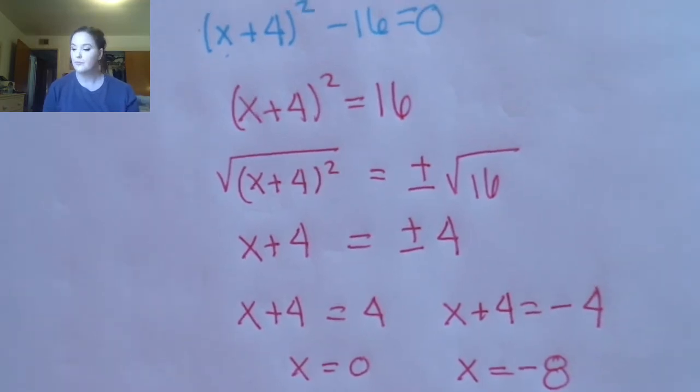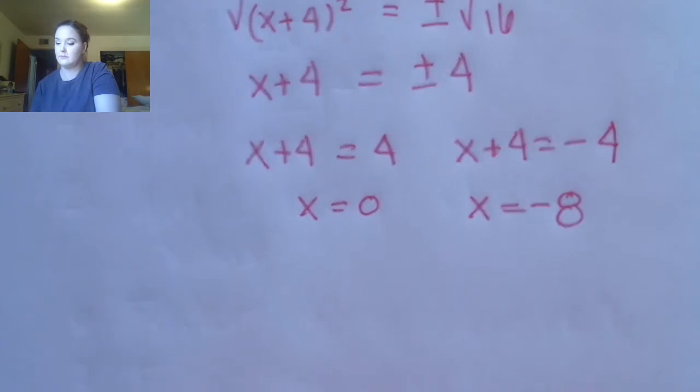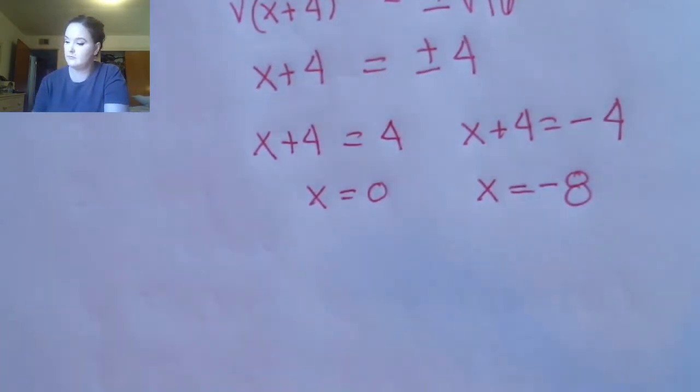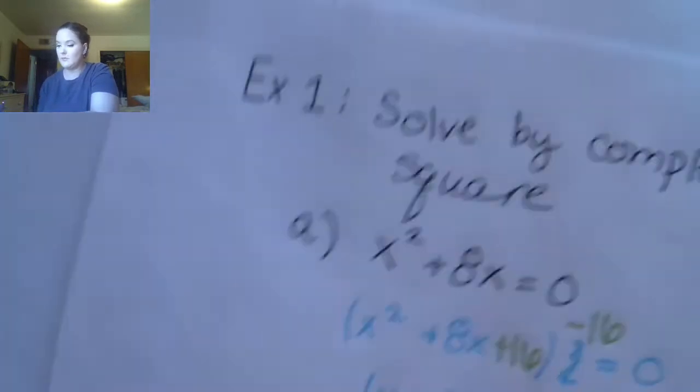All right, let's do another example of that. We're still going to be solving by completing the square, with the same directions as last time. We're just going to do it with a different polynomial.